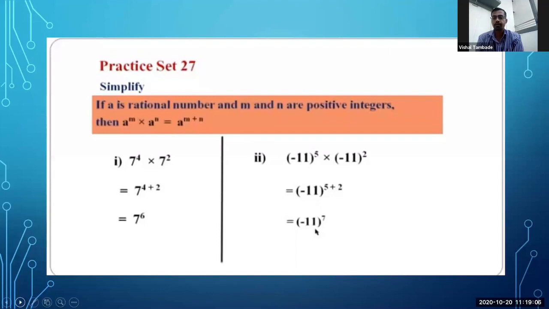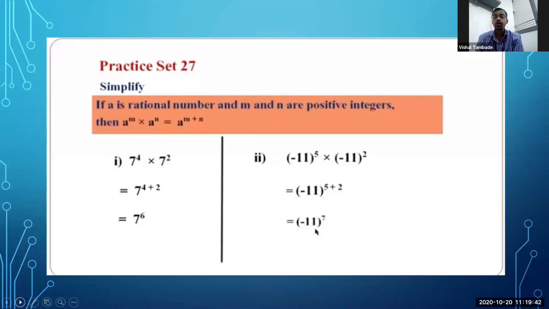Now look at another example. Example number 2: minus 11 raised to the power 5 multiplied by minus 11 raised to the power 2. Students, what do you observe? Here also the base is the same. Which is the base? Minus 11. Take minus 11 one time. Then add the power. The powers are 5 and 2. Add 5 plus 2. What is your answer? 5 plus 2 is 7. Then our value is minus 11 raised to the power 7.